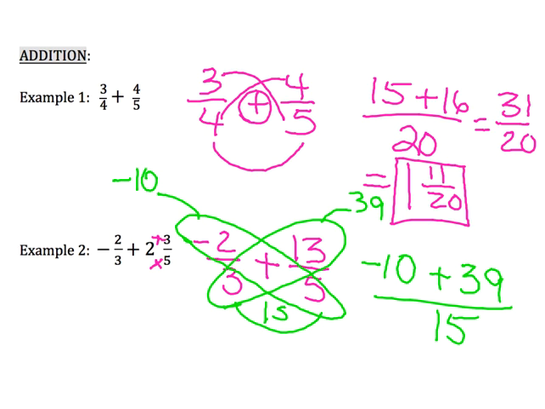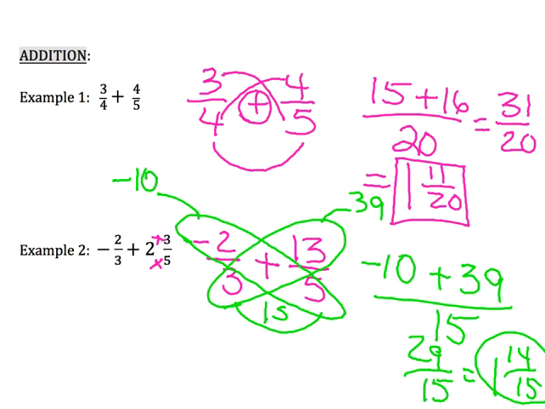Using the rules of the integers, different signs. Negative and a positive. Big minus small. 39 minus 10 is 29. Oh, it doesn't show up out there. 29 over 15. Simplified, 1 and 14/15. And you know it's positive because 39 is bigger than negative 10, further away from 0. So that's addition.